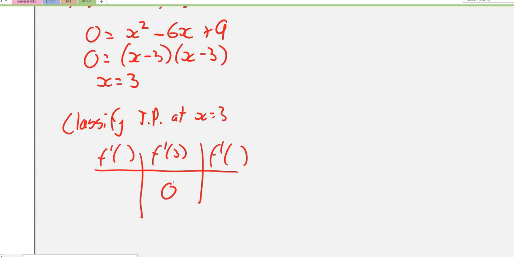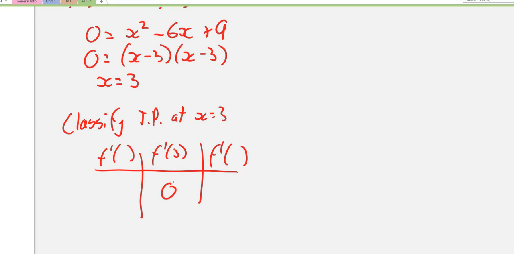We've already solved that x = 3 is 0. We just need to do the other sides. Because there's only one turning point, my function either goes like this or like that, and that's how it continues on forever. So we can choose any number either side of it. So you can do 2 and 4, and those will work well because they're nice round numbers.